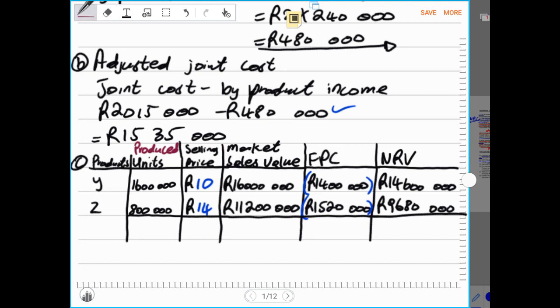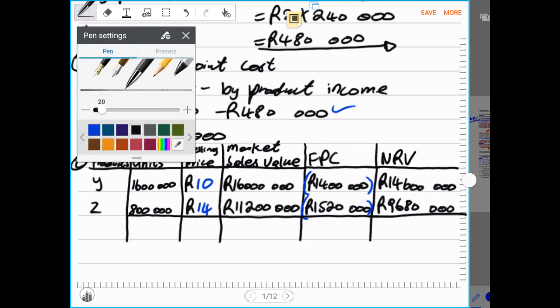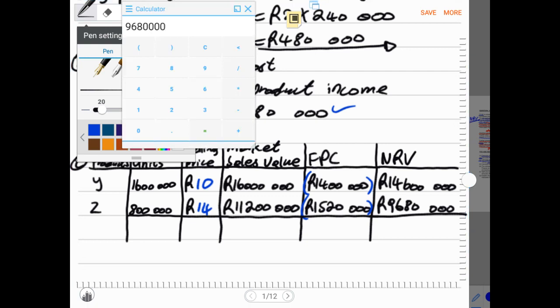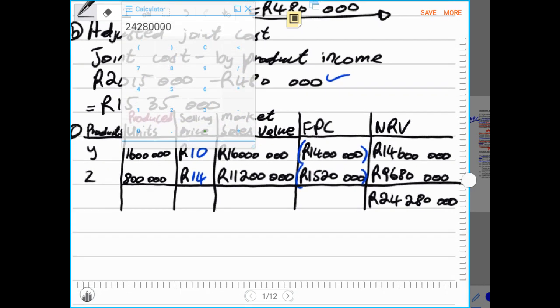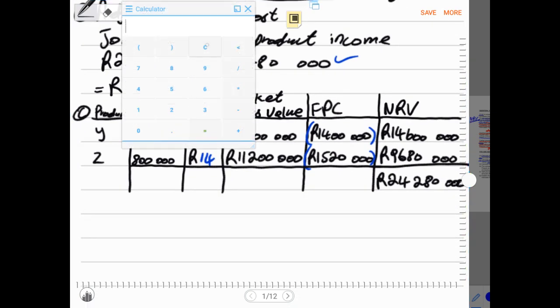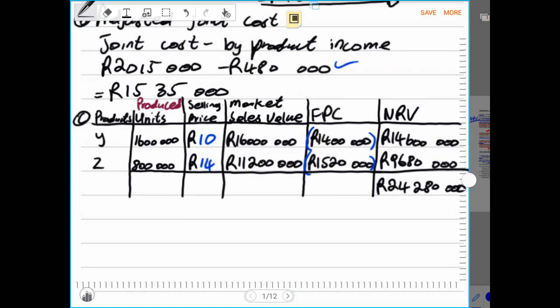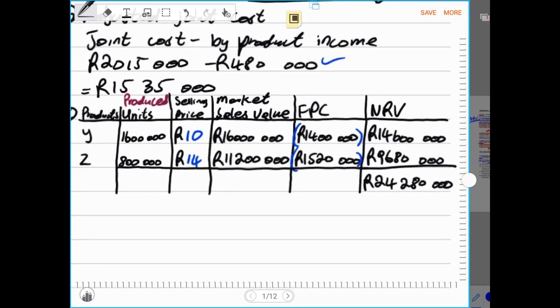So now in this case, we first have to calculate the total of our net realizable value, which is 9,680,000 plus 14,600,000 rands, and this will give us the total of 24,280,000. So now that will be the total of the net realizable value, which will be used as a base to allocate our adjusted joint cost.